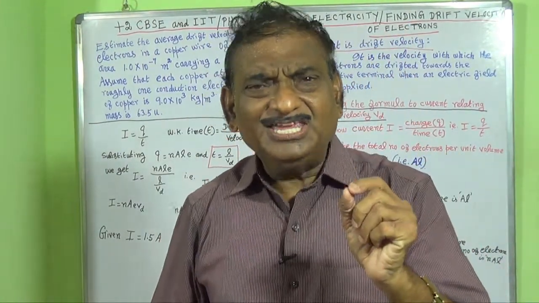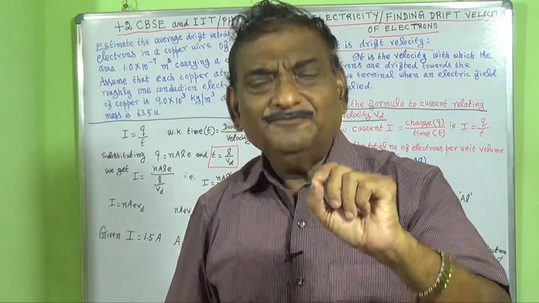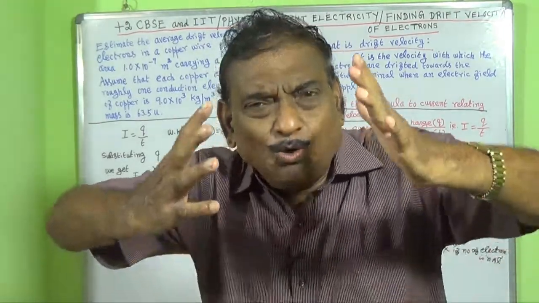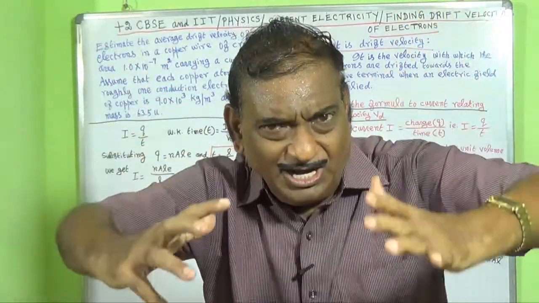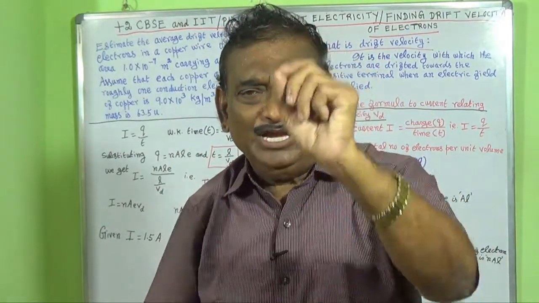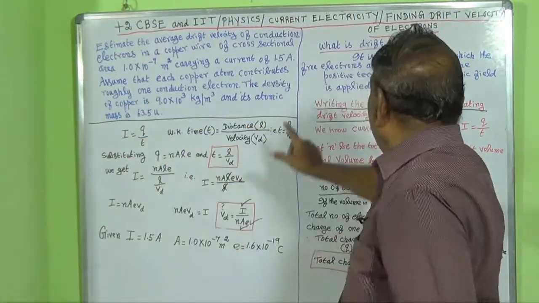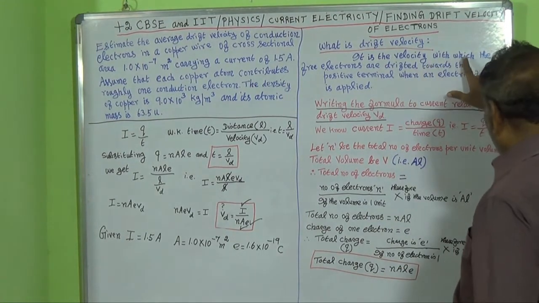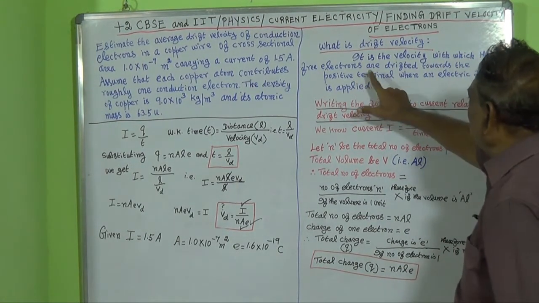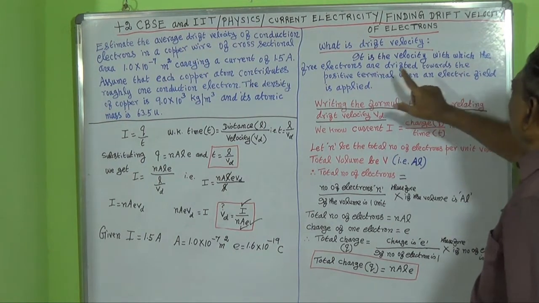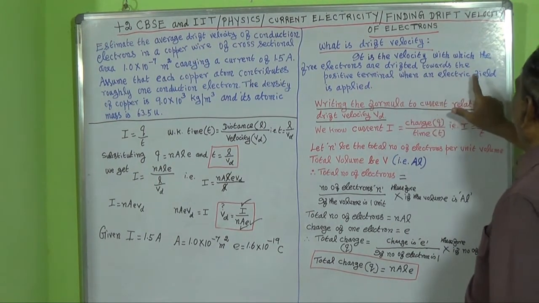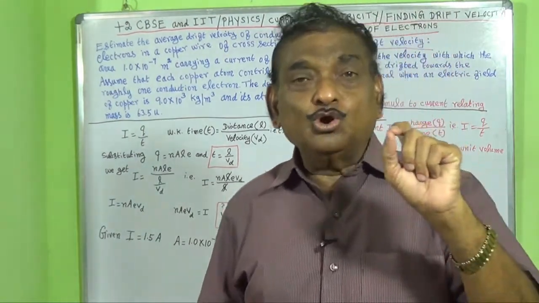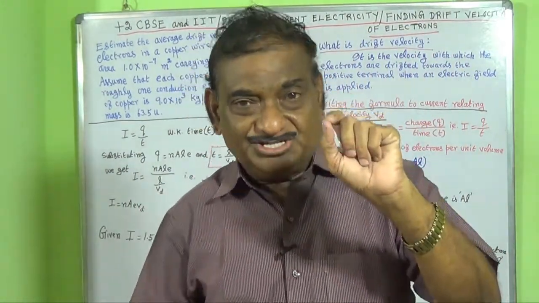Drift velocity is the velocity with which the free electrons are drifted towards the positive terminal when an electric field is applied. What is drift velocity? It is the velocity with which the free electrons are drifted towards the positive terminal when an electric field is applied. Drift velocity is also called average velocity.